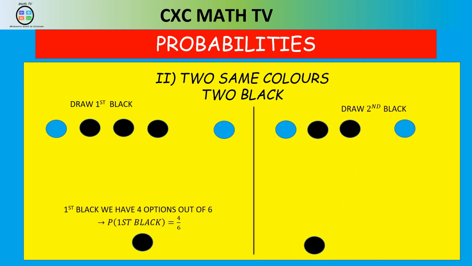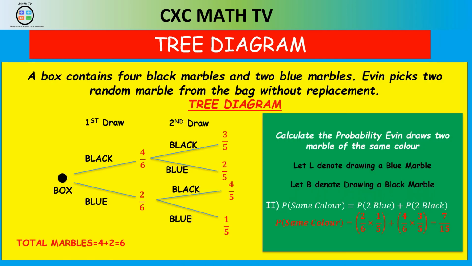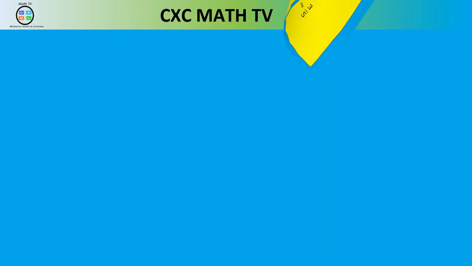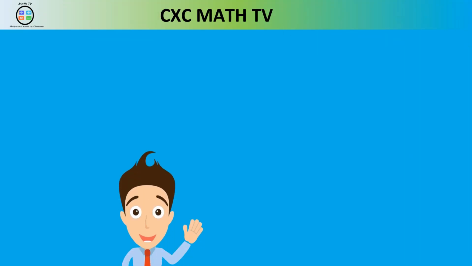And so the probability of getting the same color, meaning 2 blue or 2 black, works out to be 7 out of 15. That's nice and easy. Nice. Alright? Lovely. So that takes care of this tree diagram question.